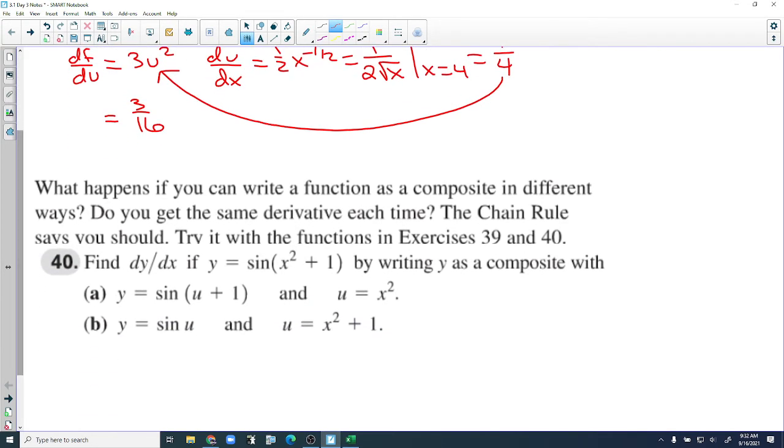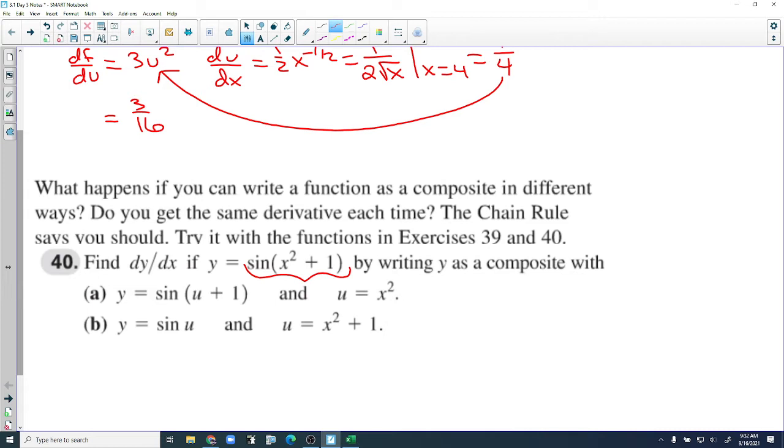What happens if you can write a function as a composite in different ways to get the exact same function? Do you get the same derivative each time? The chain rule says you should. Try it with exercises 39 and 40. So it says find the derivative if y is this function right here, sine of x squared plus 1.